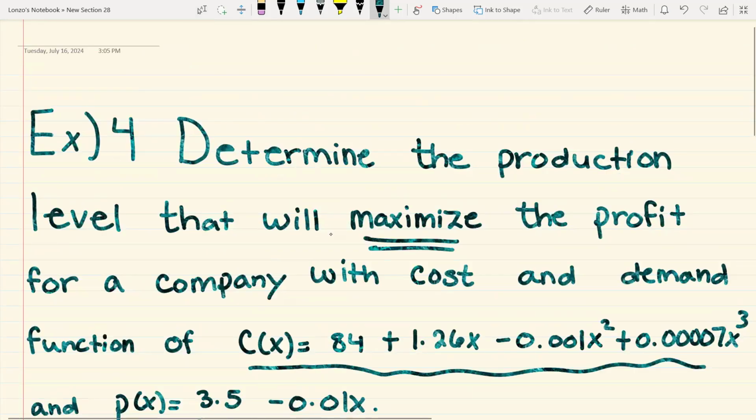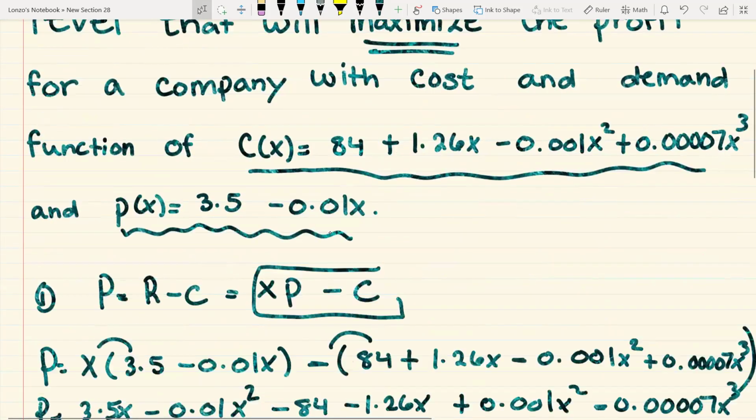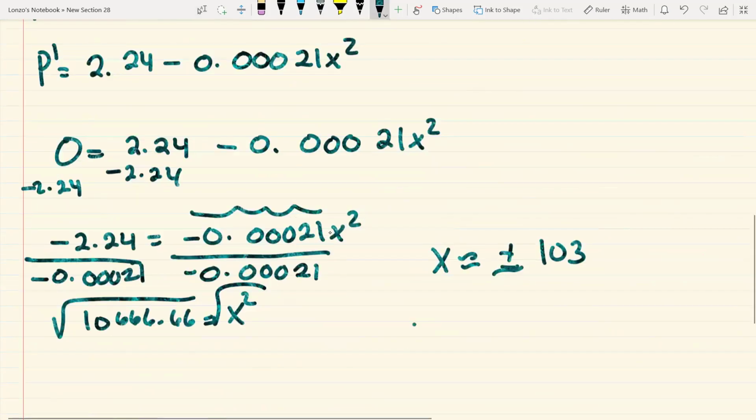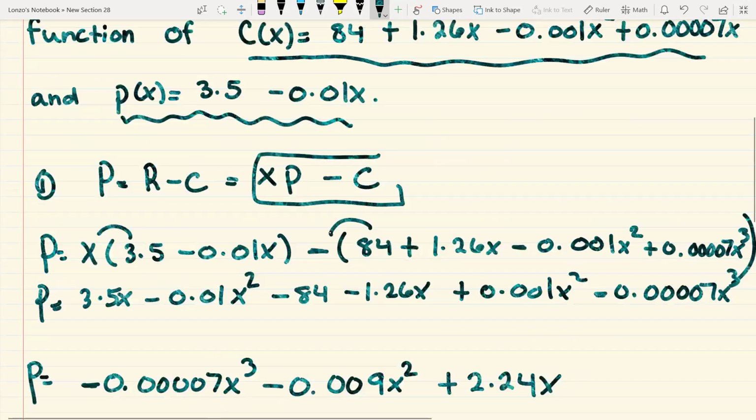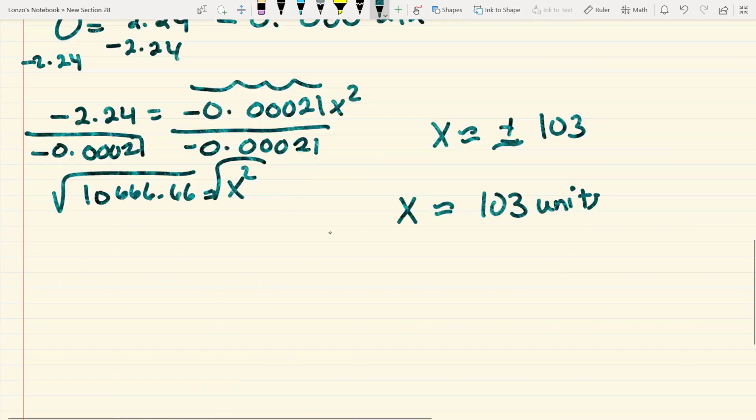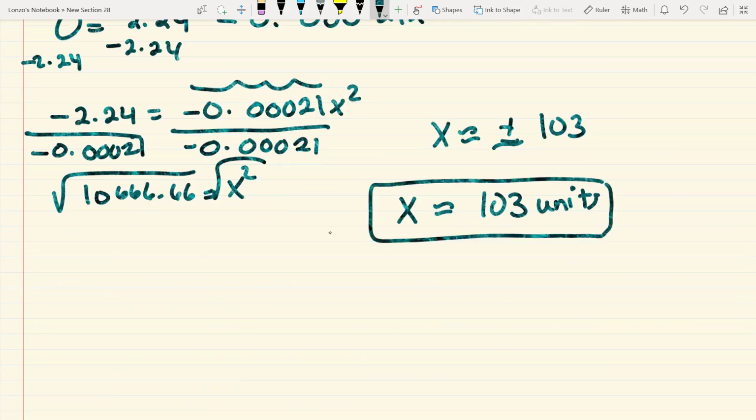So determine the production level that will maximize. So they're not asking the actual maximized profit. They just want the maximum x value. So ours is going to be 103 units. So 103 units will give you the maximum production level. Okay, so that's it for that section.